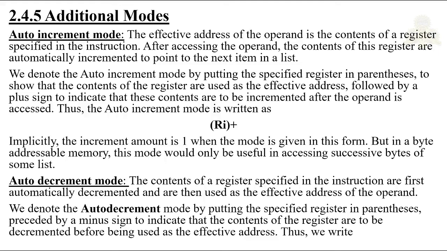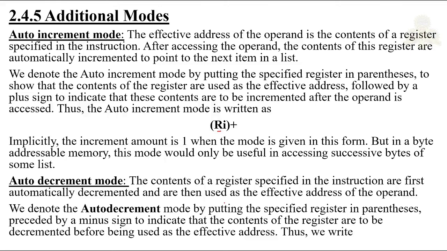Now how do we represent that? We represent it like this. Into the bracket, we have some register, then a plus sign here. This represents the auto increment mode. It means the content of the register is first fetched, then it is incremented. Here the increment value is 1. Every time we have this auto increment mode, by default it would be plus 1. But in a byte addressable memory, this mode would access successive bytes. Getting it?